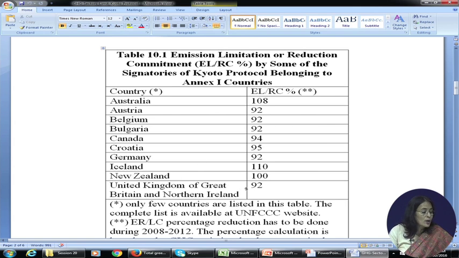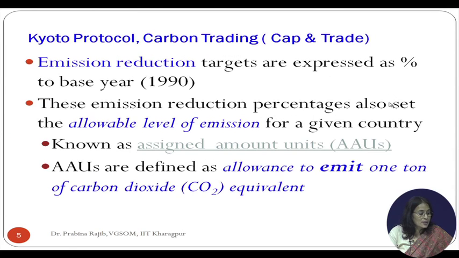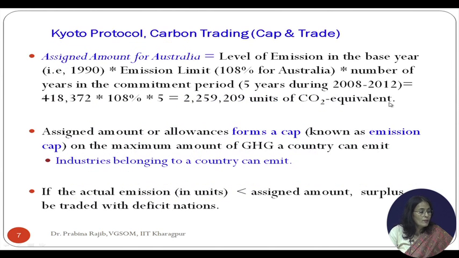Similarly, UK was allowed to emit 92% of the 1990 level. Now let's take this example. Let us calculate what is going to be the assigned amount for Australia. The level of emission in the base year, 1990, for Australia is around 418,372, as you can see.